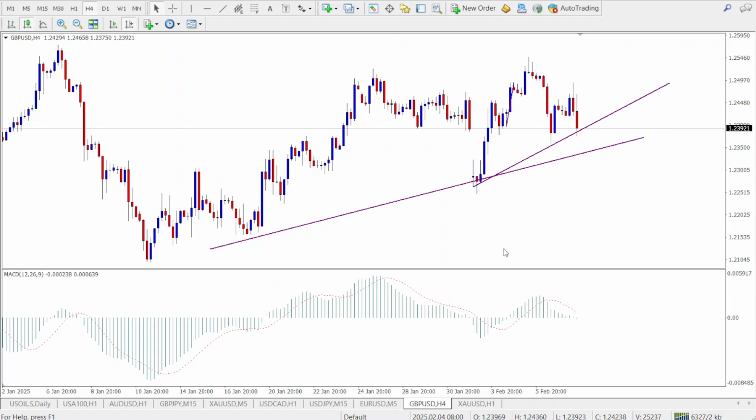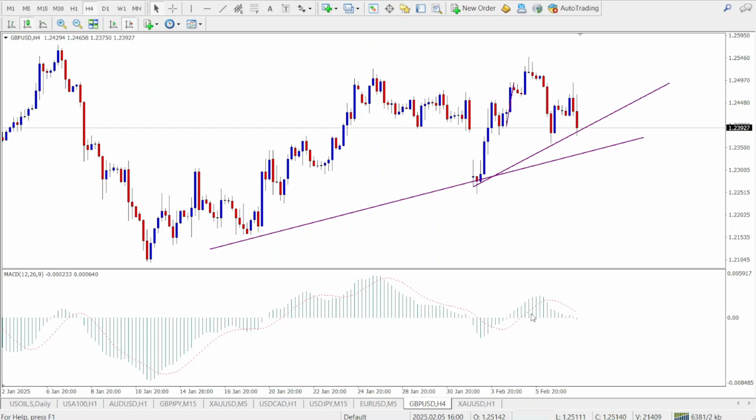Then you have to wait for a crossover. A bullish crossover happens when the MACD line crosses above the signal line, and it indicates a buying opportunity. A bearish crossover happens when the MACD line crosses below the signal line, and that signals a potential short trade.